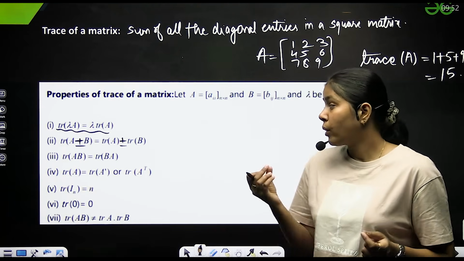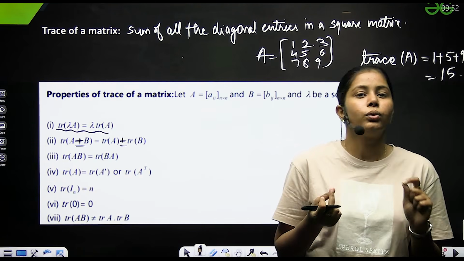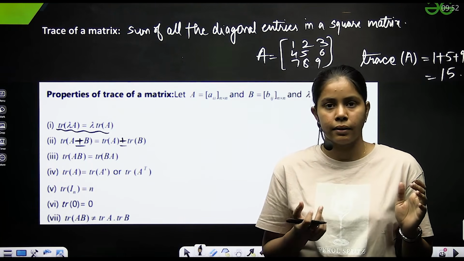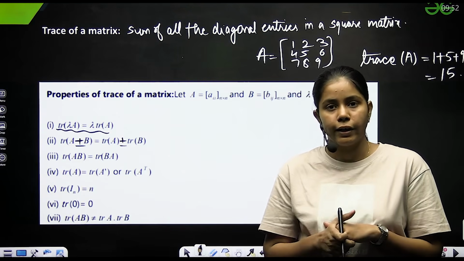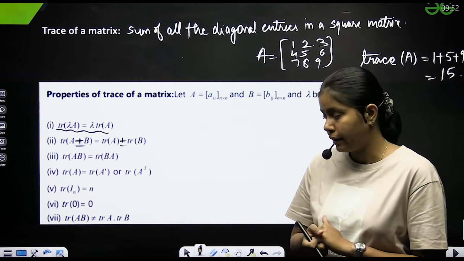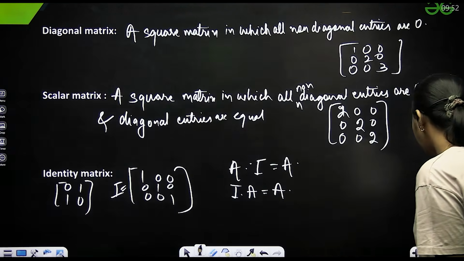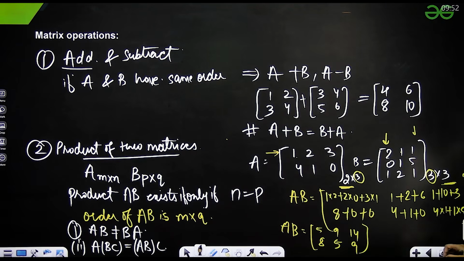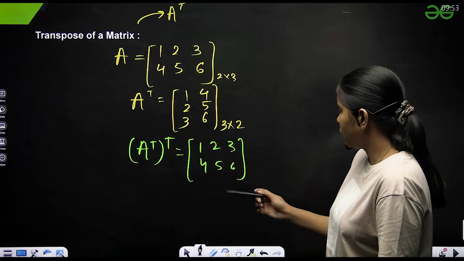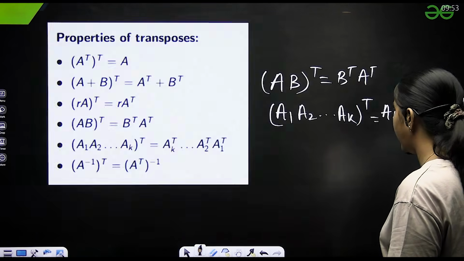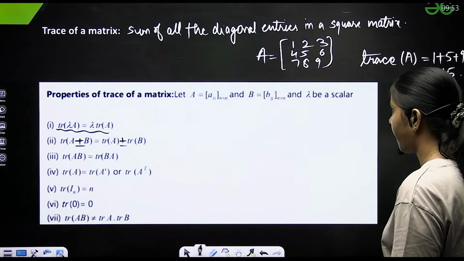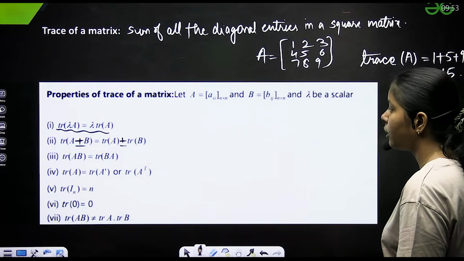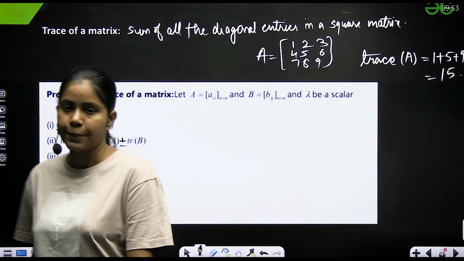And why is that? Because A and A transpose both have the same diagonal entries. They do not have different diagonal entries. We can check that as well, because in a transpose the diagonal entries do not get changed. So if I have any square matrix, because trace can only be found for a square matrix.